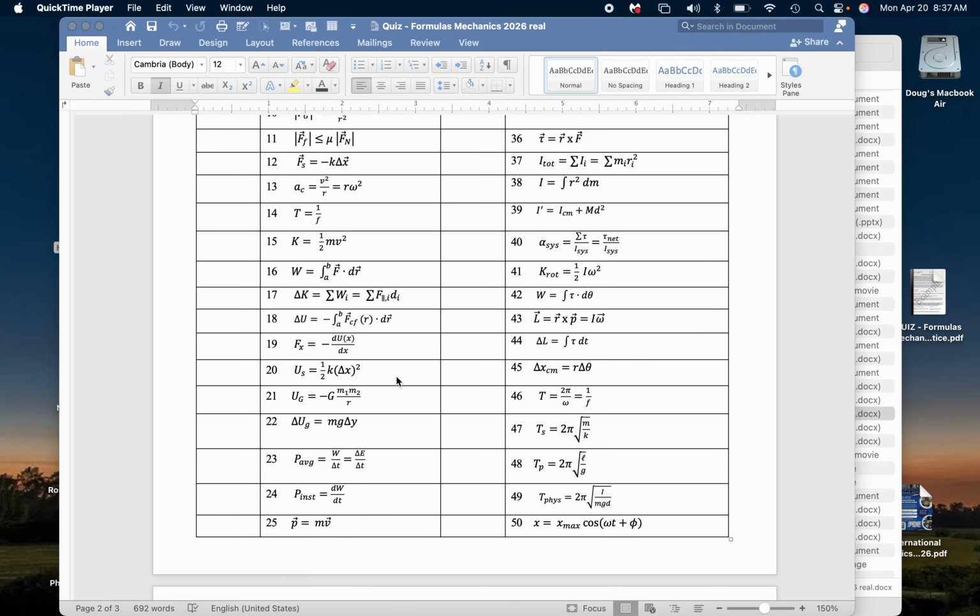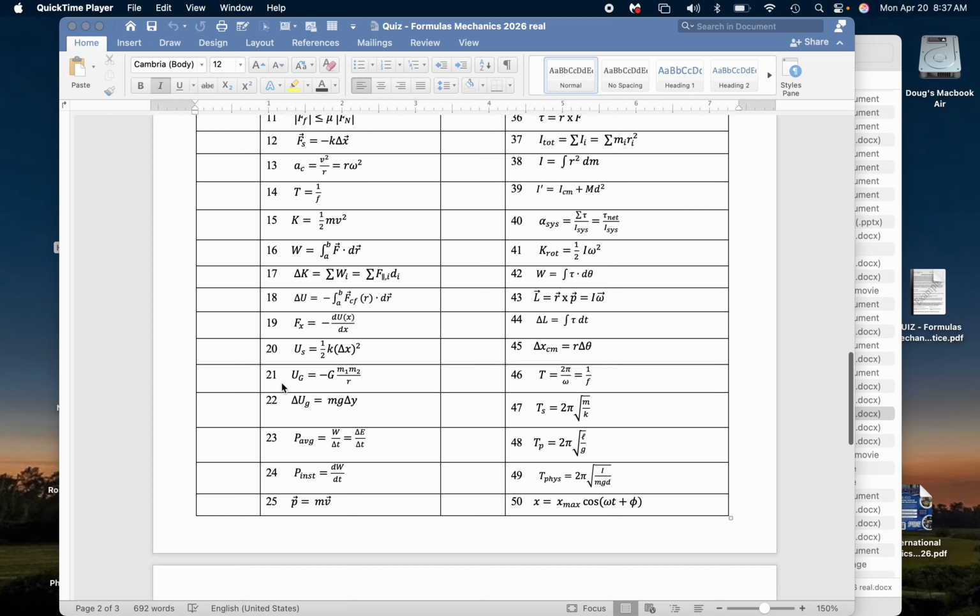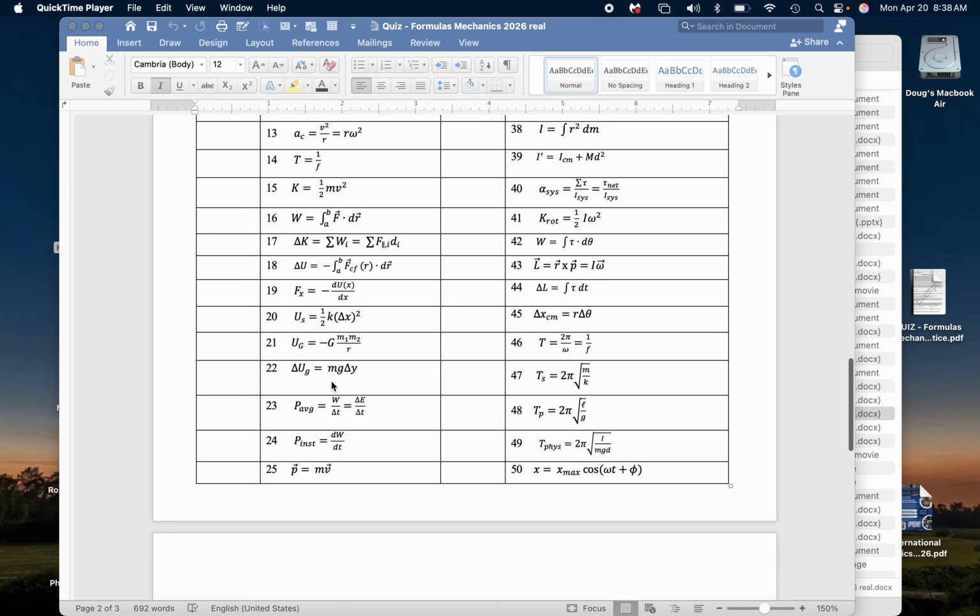20, potential energy of a spring. 21 is what I would call gravitational potential energy in a universal sense, meaning not close to the Earth, not where like g is 9.8 meters per second squared. So it's the potential energy between any two objects. Number 22 is potential energy close to the surface of the Earth or in a constant gravitational field. And notice there it's talking about a delta U_G and a delta y. So it's really change in potential energy.